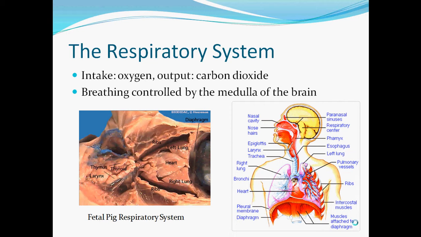The cells inside the lung excrete a surfactant that reduces the surface tension of the liquid layer on the alveoli, which helps keep the lungs from collapsing on every breath. As seen in the fetal pig picture on the left, the lungs have not been inflated, so they are smaller and solid in comparison to the adult lungs. Breathing is also controlled by the medulla of the brain.